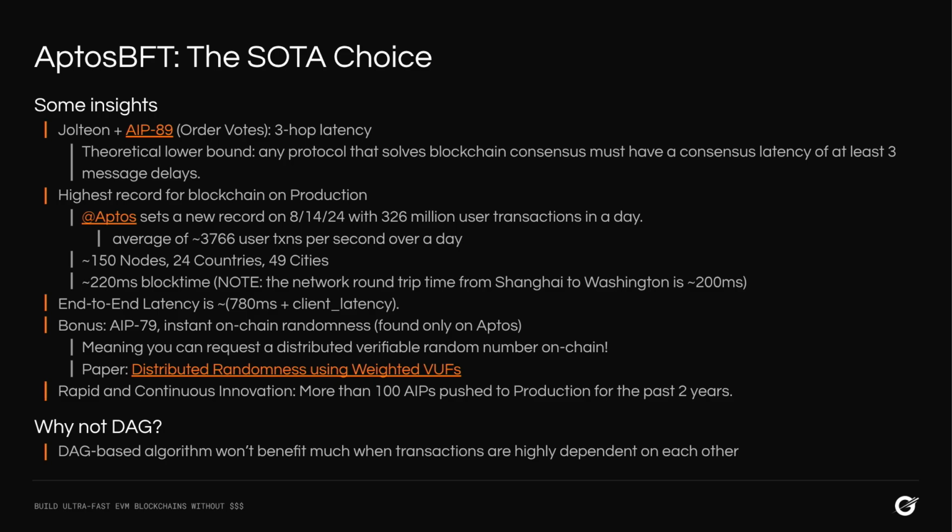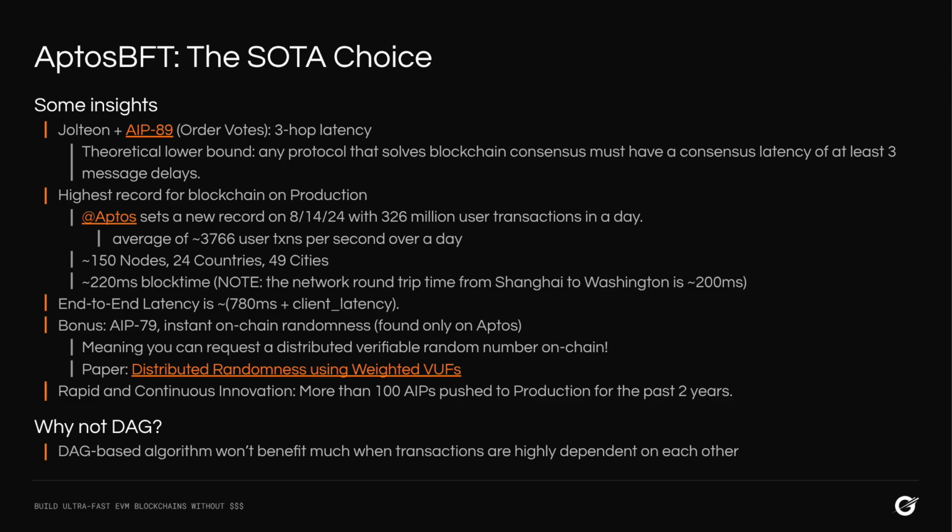The bonus is that they also did research on how to provide instant on-chain randomness. If you are interested, you can read their paper. In general, that means you don't need any oracle. Your blockchain validators also generate verifiable randomness upon your request. As they are also rapidly developing and innovating, more than 100 AIPs have been pushed to production, not just drafted.